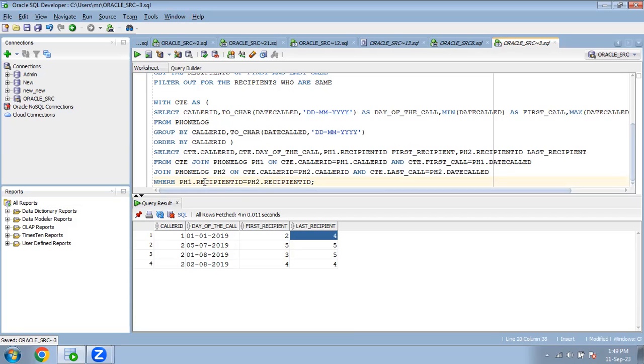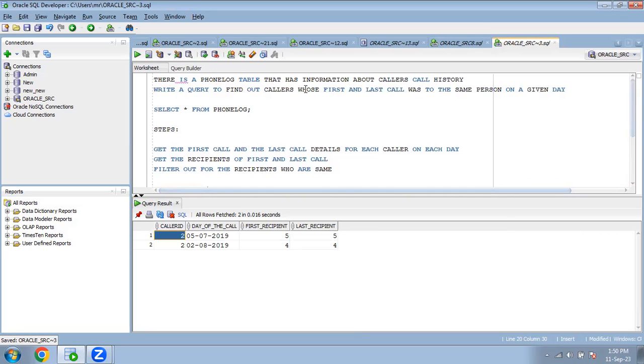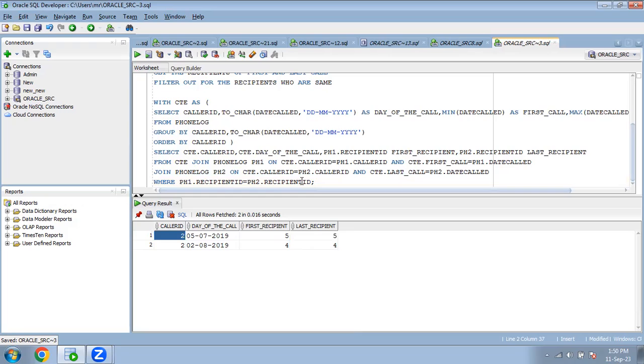From ph1, who is the first recipient, and from ph2, who is the last recipient, I'm filtering. So I got these two recipients. On this day, he called recipient 5, and that is his last call too. This is what the query expected, and this is the output that we got.